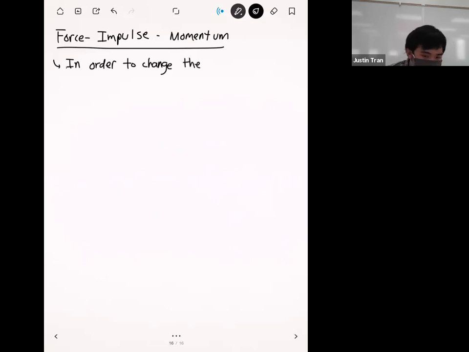You can either completely change the direction that the object is moving, or you can even just slow it down or speed it up in the same direction. So any change in momentum is always going to occur as a result of a force acting on an object.